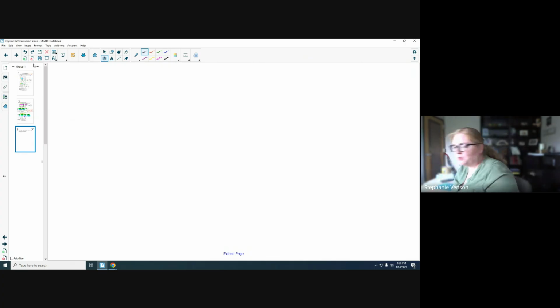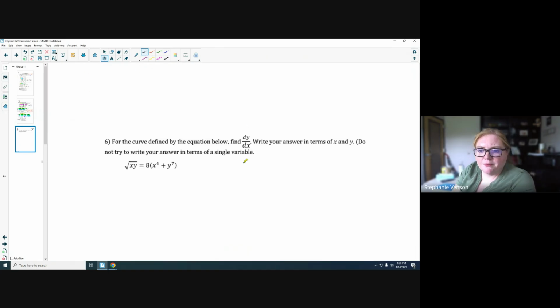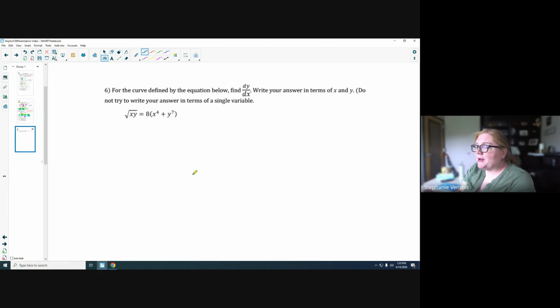Okay, here's the last one. All right, so this one's a little tough. We have, where'd you go? All the way up at the top. There it is. So we're back to dy dx, thankfully. So we won't have to flip it at the end. But we have the square root of xy equals 8x to the 4th, y to the 7th.